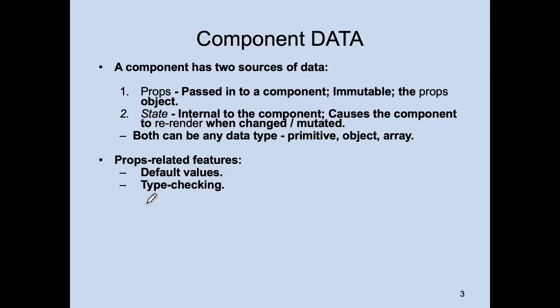Also, there more than likely will be some sort of type requirement on the props that are passed into a component. So is it possible to do some sort of type checking on the props that are passed in and warn, not so much the user, but the developer, if they're using a component incorrectly? And we'll also see how to do that programmatically.